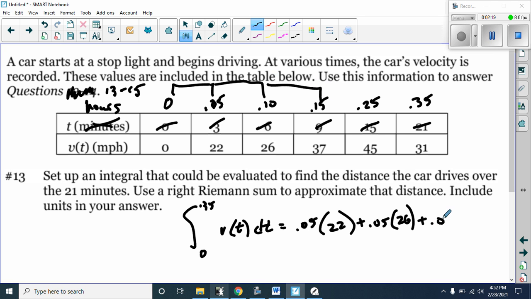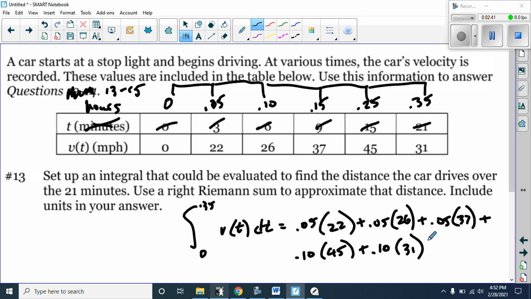Base is 0.05, height is 37. Base from 0.15 to 0.25 is 0.10 times a height of 45. 0.25 to 0.35 is 0.10 times height. We are using 31. Multiply there and add them up, and we get our answer. Once you multiply it out, we should get 11.85. Units for distance in the problem is measured in miles.